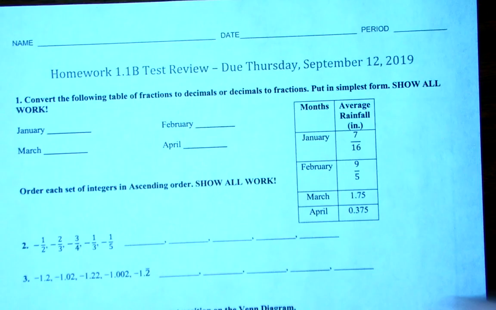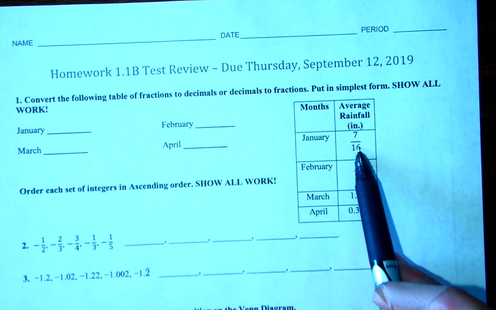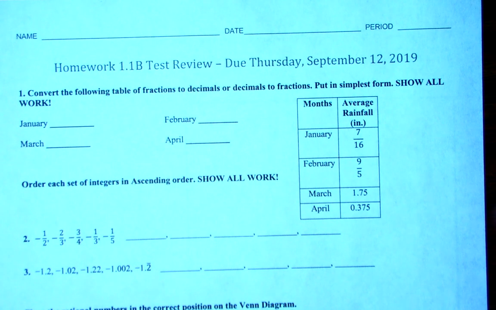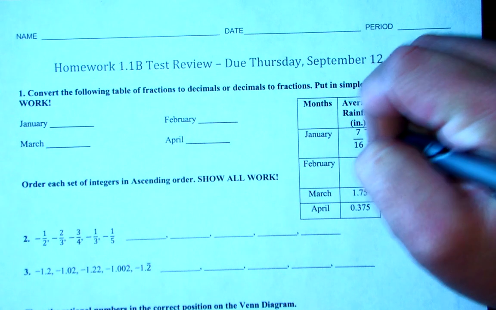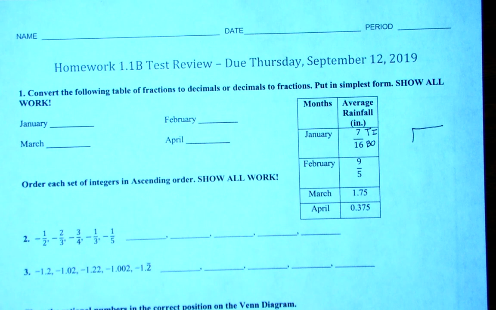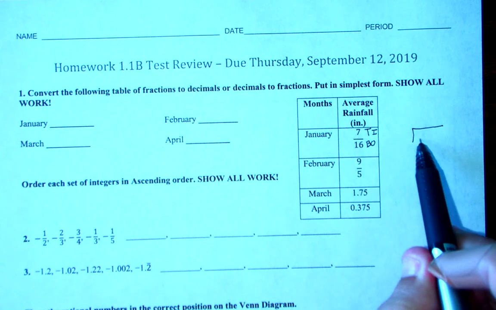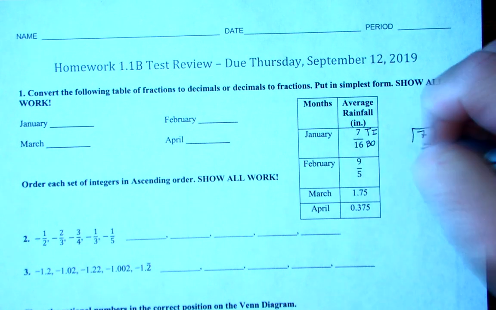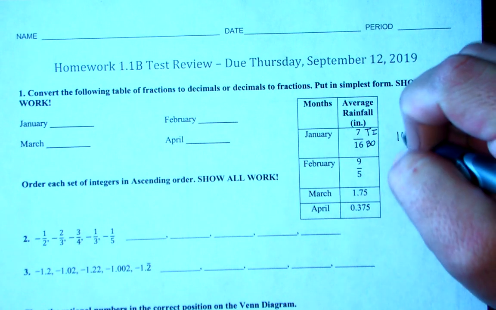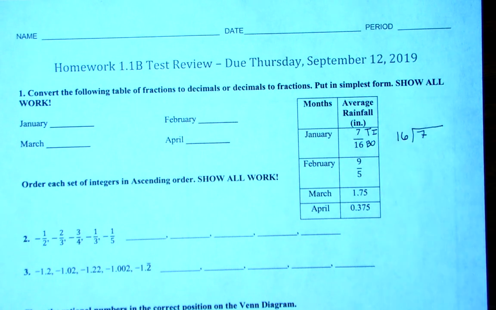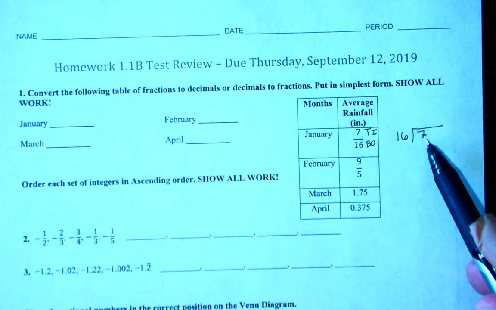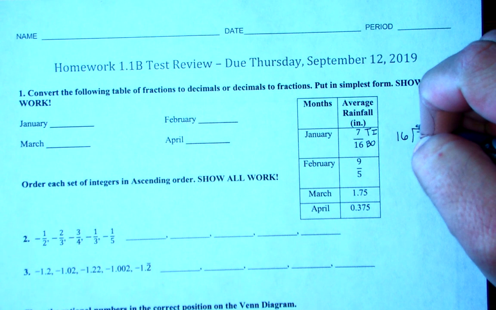So let's start with January. Convert the fraction to a decimal. The way you convert a fraction to a decimal is top in, bottom out. So there's my little divide. The top number goes inside. The bottom number goes outside. Now it's just basic dividing. Can 16 go into 7? No, it cannot. So add your decimal, add a 0.